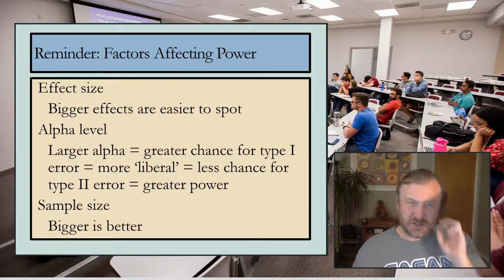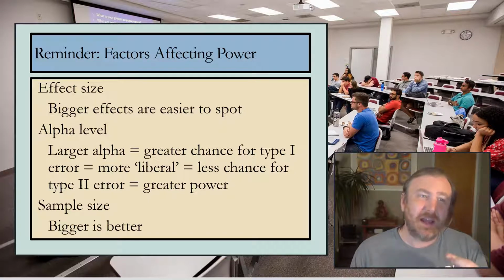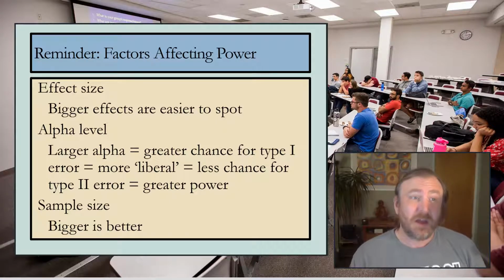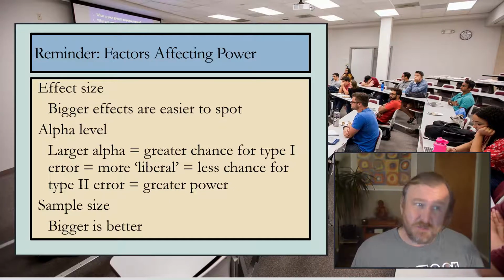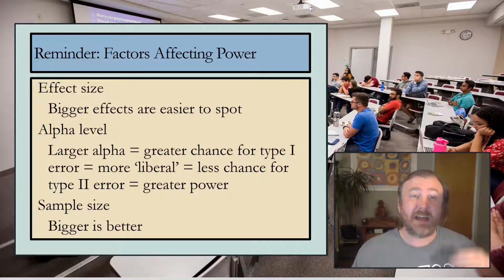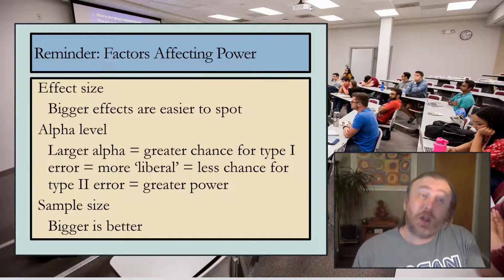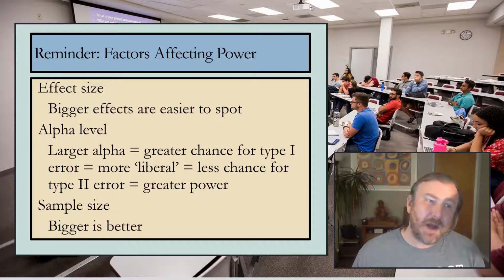So here is just a reminder. How can we increase power? We can study bigger effects that are easier to spot. We can set a larger alpha, right? Which means that we are going to have a greater chance for a type 1 error, but a lower chance for a type 2 error. And the third way is we can increase the sample size.